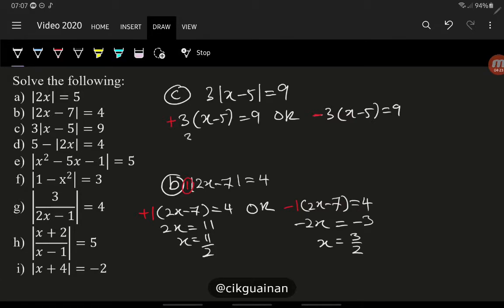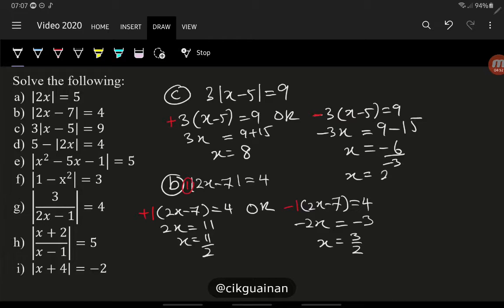Let's solve. 9 plus 15 is 24. So x is 24 over what? 3. It's 8. This one is minus 3x. So 9 minus what? 15. So it's minus 6, isn't it? So x is divided by minus 3. So x is 2. So these are the answers, 8 and 2.